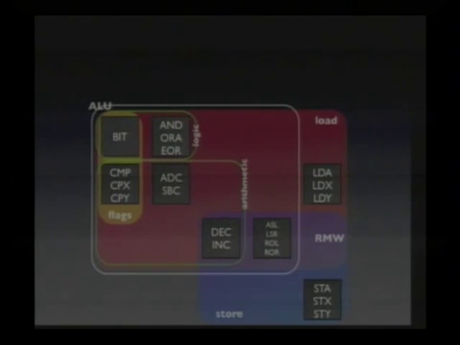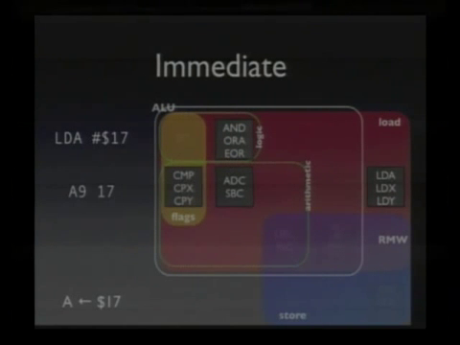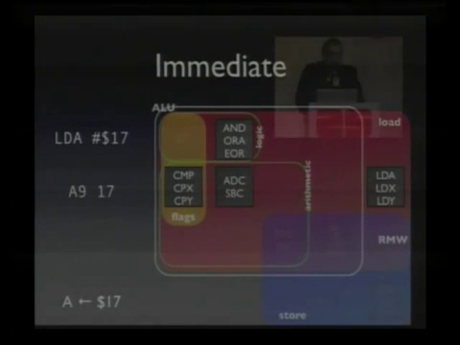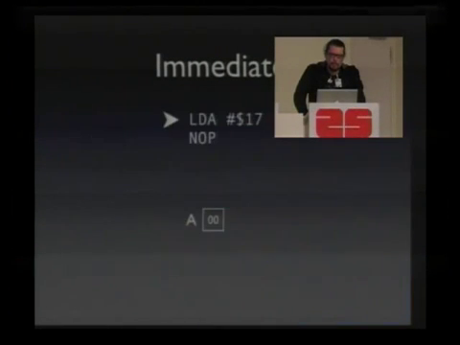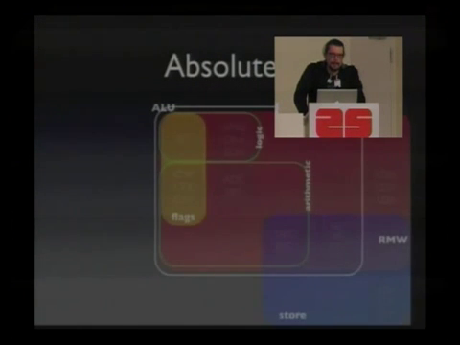For all those instructions, there are several addressing modes. Depending on which instruction, there are either more or fewer addressing modes available. The first one I want to talk about is the immediate addressing mode. It's available for pretty much all the load instructions. You have the hash sign there that signals that it's an immediate load. And what it does is it just puts the value of 17 into the accumulator in this example.